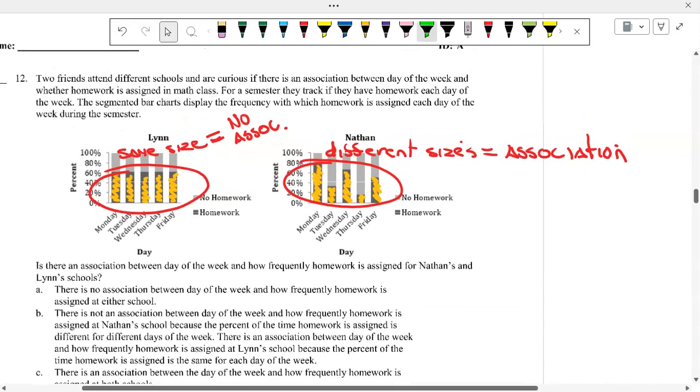Number 12: two students that go to different schools compare the amount of homework each day by the day of the week and ask if there's an association between day of the week and the amount of homework. You can see in Lynn's school, these are about the same size. So there's really no association between the day of the week and the amount of homework. Whereas over here at Nate's school, these bars are different sizes for homework. Therefore, there is an association between the day of the week and the amount of homework being assigned.